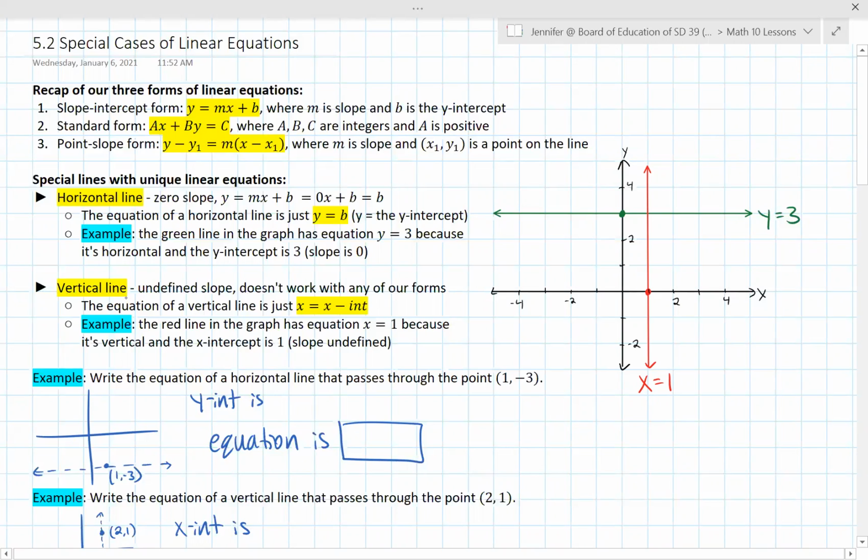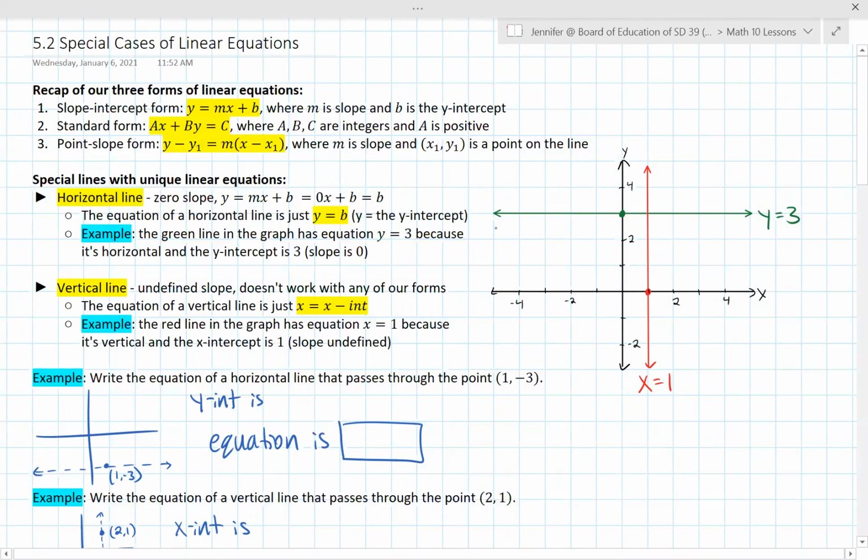A little bit trickier to understand is the vertical line. Remember, vertical lines have an undefined slope. So this actually doesn't work with any of our three forms. You can't substitute in m as being undefined. So the only way we can represent vertical lines is as the equation x equals whatever the x-intercept is. So in this red line here, it's a vertical line that's going through x equals 1. So that's just the formula of the line, x equals 1, or x equals whatever the x-intercept is.